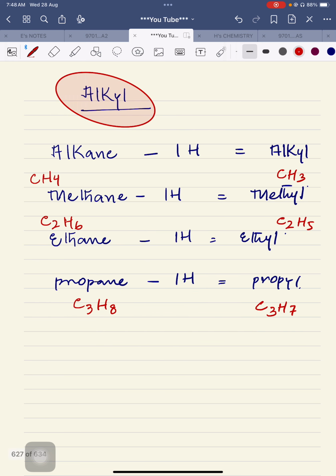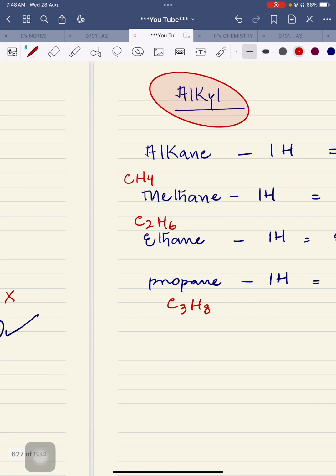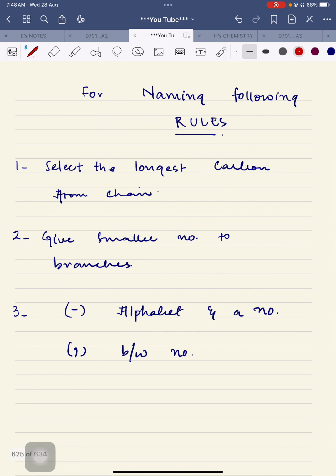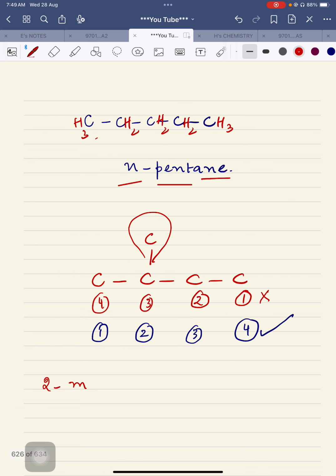One carbon atom branch is called what? That is called methyl. So we will call it 2-methyl. The compound name will be 2-methyl. I have just told you that there will be a dash between an alphabet and a number. So 2-methyl. What is the meaning of 2? At position number 2, there is one carbon atom branch.